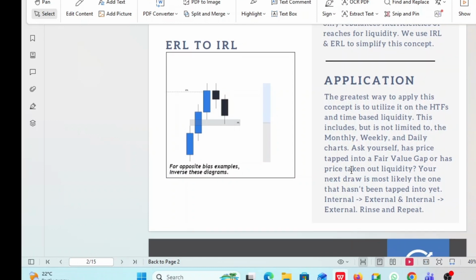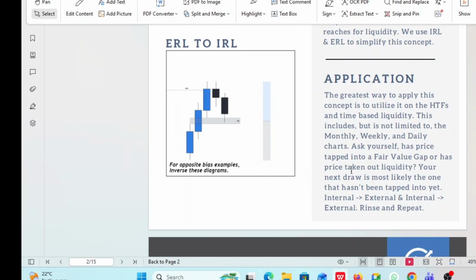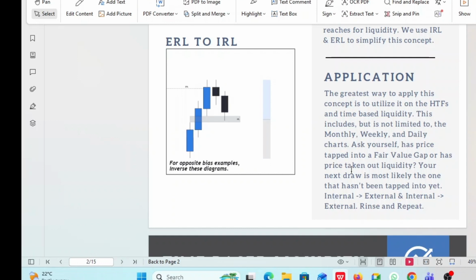Now, first of all, ask yourself, has the price tapped into a fair value gap, or has the price taken out liquidity? Your next draw is most likely to be the one that hasn't been tapped into yet, either internal or external. So for this case, I advise you to use the daily candle. Before you make any entry, ask yourself whether the price has tapped into the fair value gap or taken out liquidity.